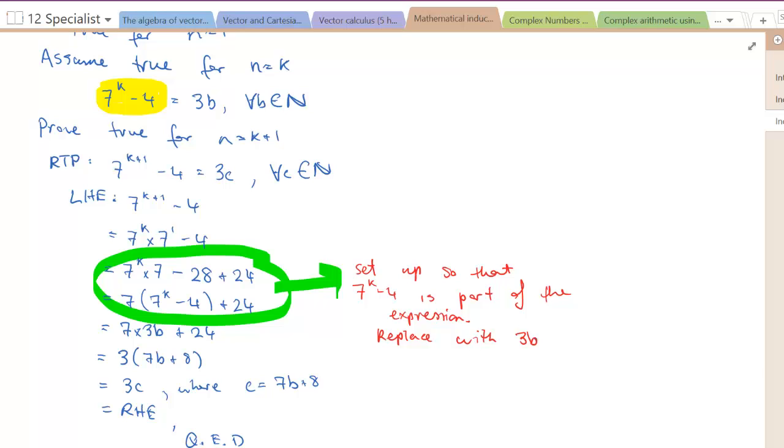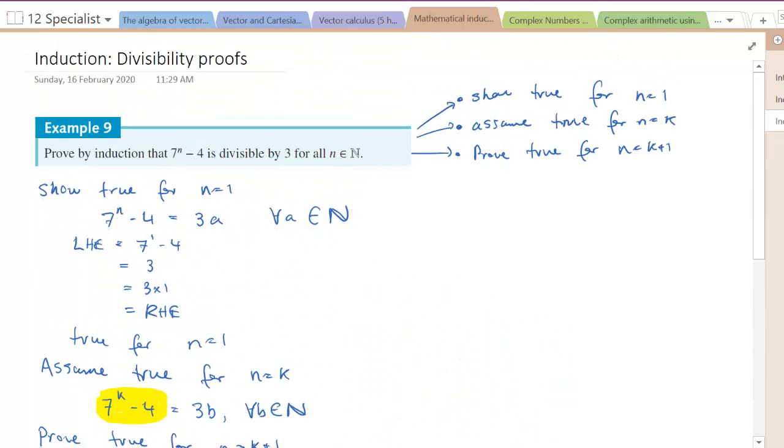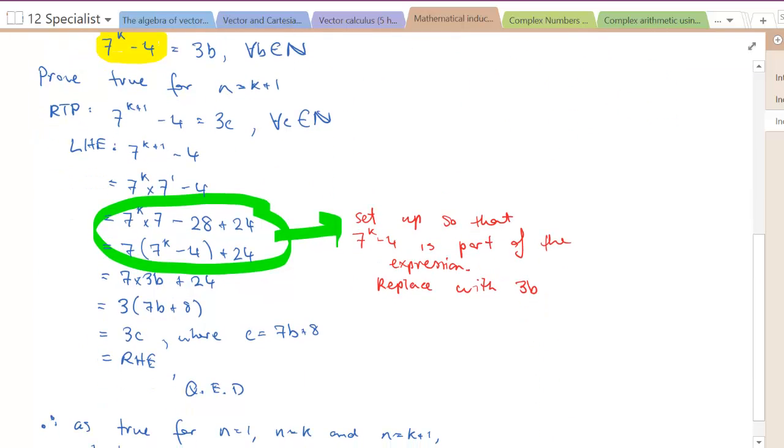Okay, so that is proof by induction divisibility proofs. Still the same approach, still show, assume, and prove with a little bit of a twist.